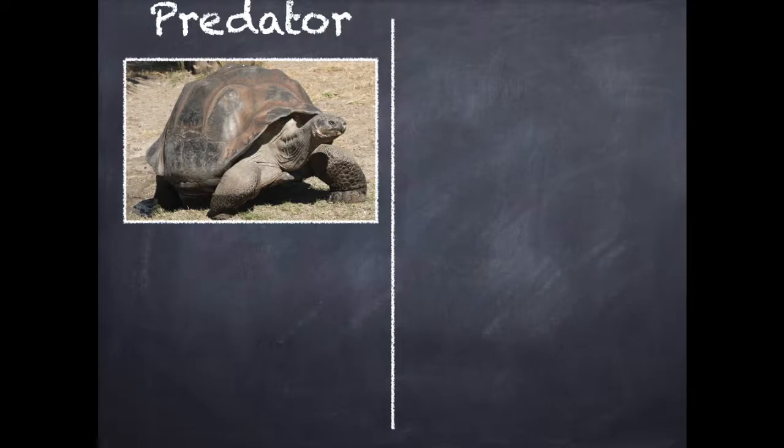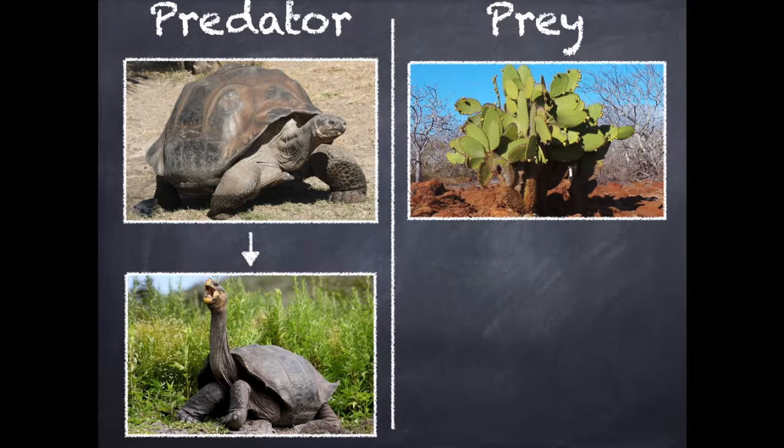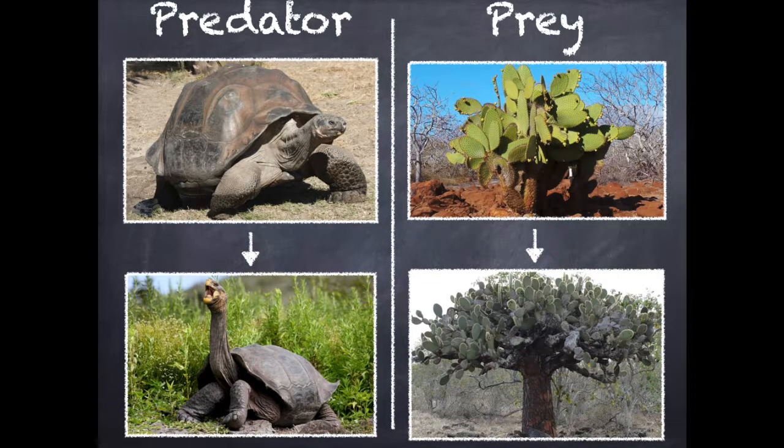The Galapagos tortoise was the predator, and its prey was the cactus. And the Galapagos tortoise evolved in a way to grow a longer neck so that it could reach the top branches of the cactus. But then the cactus evolved to grow higher branches so then the tortoise would not be able to reach it. And we can see in this example that the Galapagos tortoise evolved in order to be able to consume more. The cactus evolved in a way to avoid consumption.